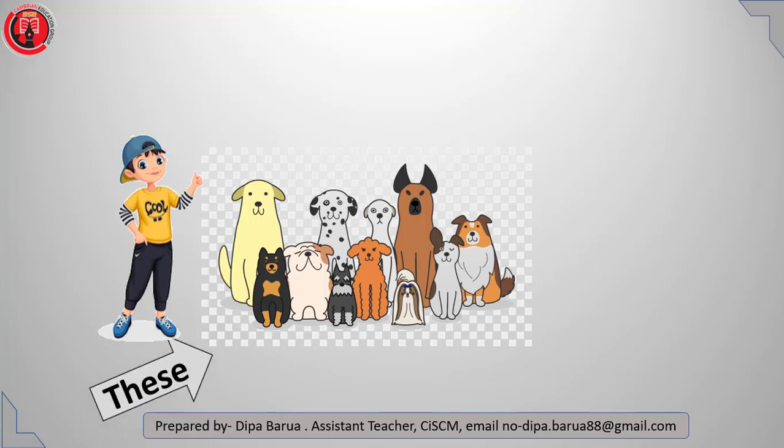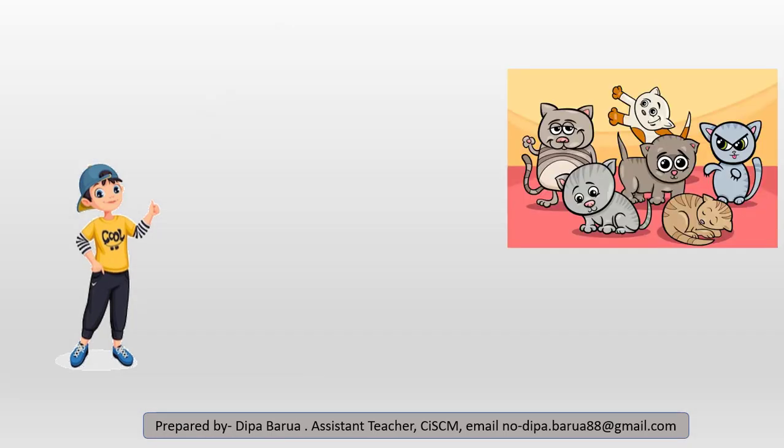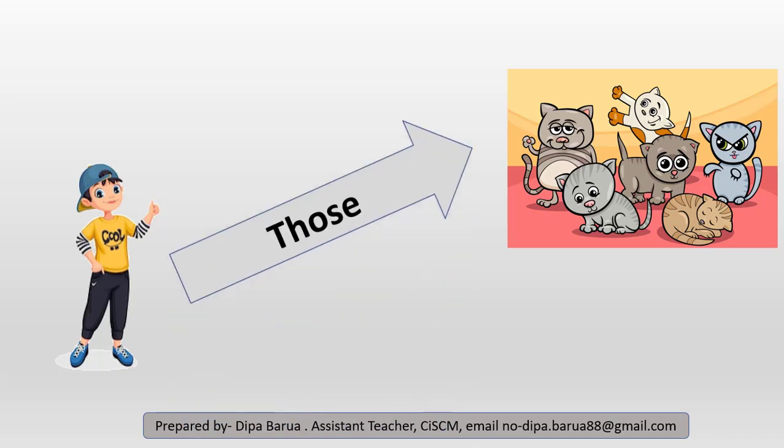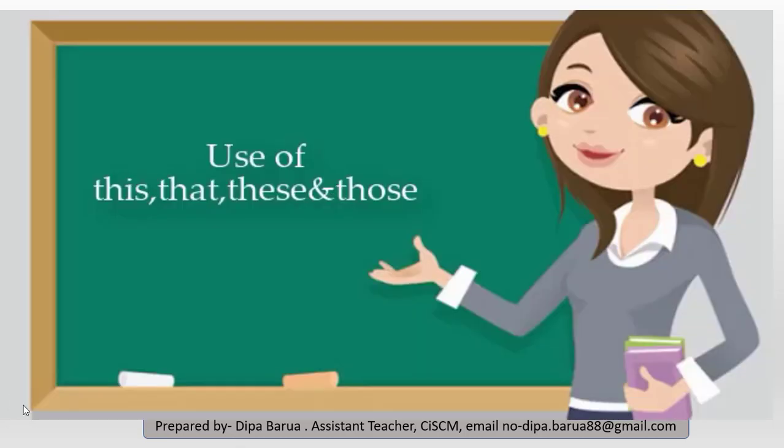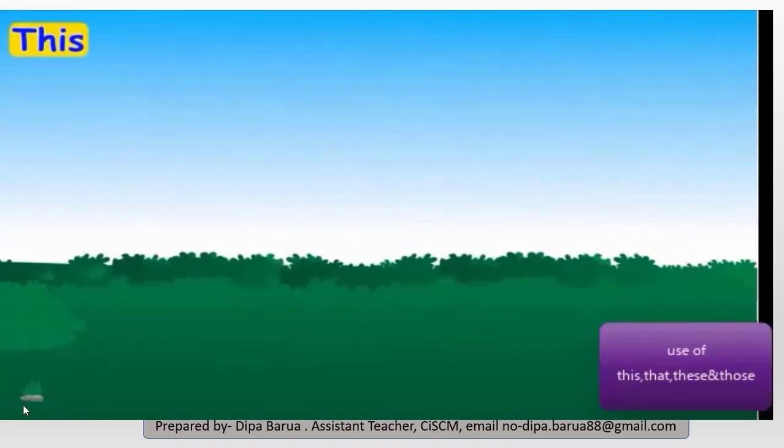We see those groups are close to the boy. So here which one comes? Yes, these. And then the cats' group is not near. It's far away from the boy, so we have to use those here. The spelling of those again, I am repeating, T-H-O-S-E. Let's watch a video about this topic.